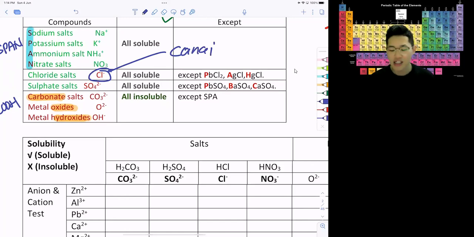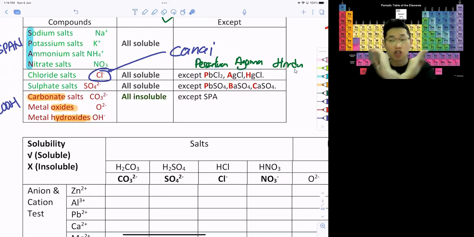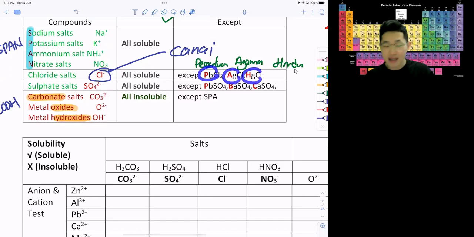Okay, we'll call it the roti canai, C for canai. Why? Because the Cl salt is insoluble when it pairs with Pb, Ag, which is agama, sorry, and Hg. H is Hindu. So when it pairs with persatuan agama Hindu, the roti canai, it is insoluble. PbAgHg with chloride is insoluble.